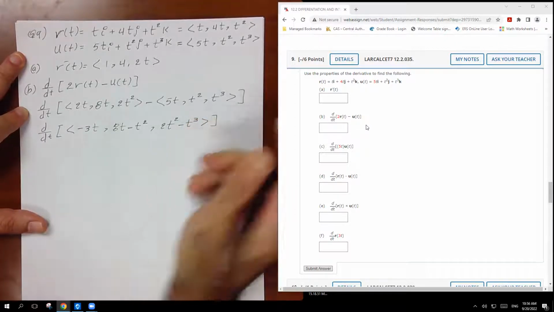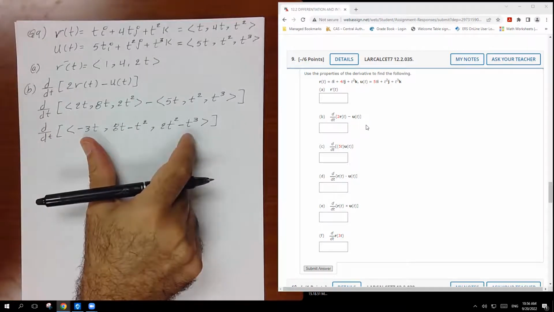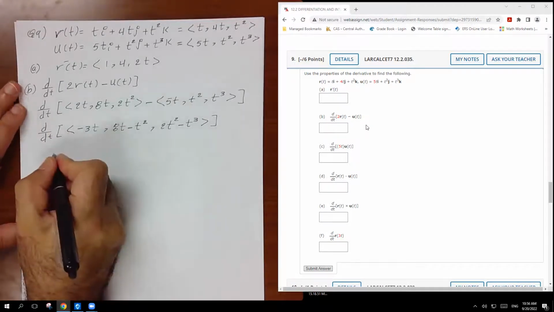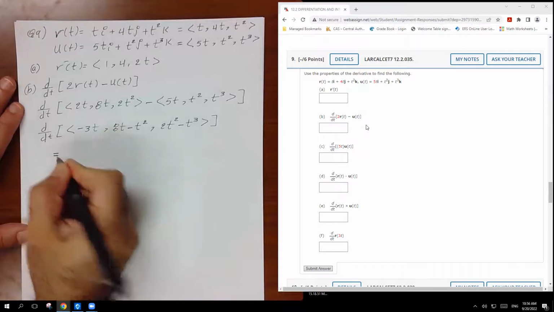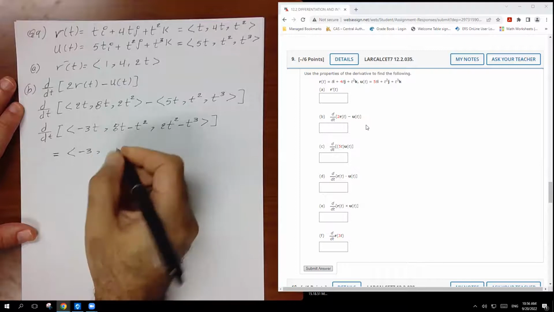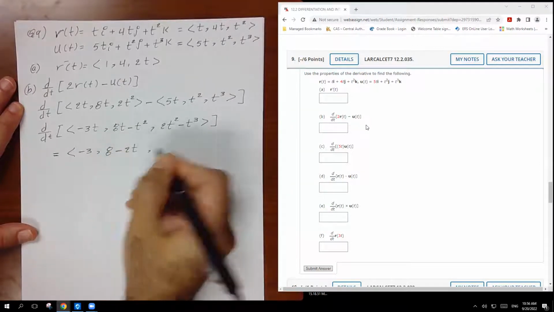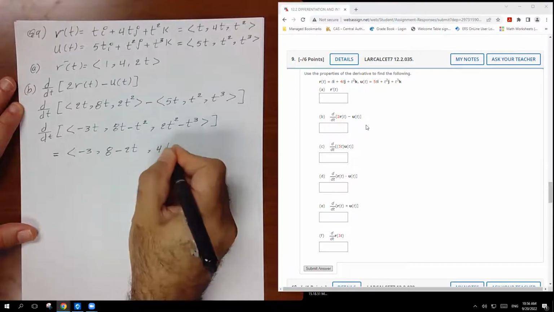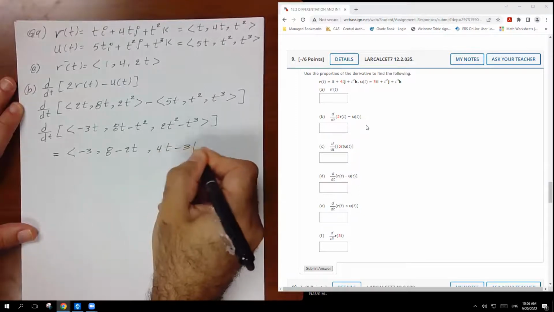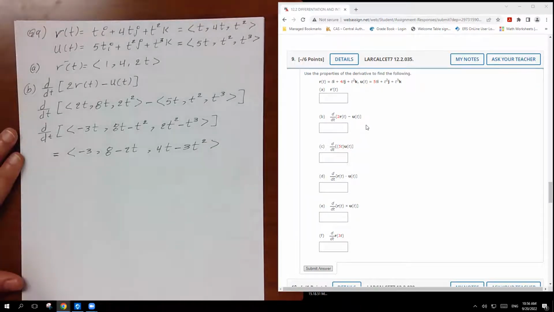Now here is everything inside. Now we're going to find the derivative for this one. So the derivative is going to be negative 3, and here is going to be 8 minus 2t, and here is going to be 4t minus 3t squared. That's it for this one.